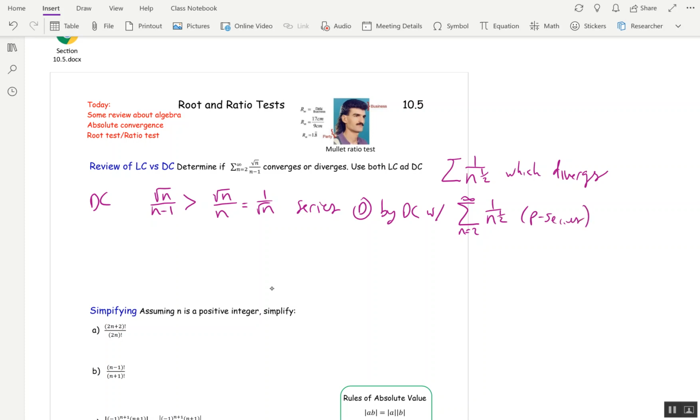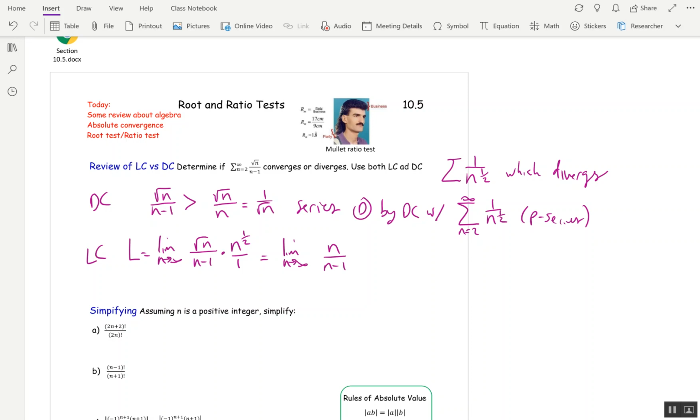All right, if we do limit comparison, we're going to come to the same conclusion, but we're going to do limit comparison with the series, again, 1 over n to the 1/2. So we take L, which is the limit as n goes to infinity of our terms, root n over n minus 1, times the reciprocal of the terms we're comparing it with, n to the 1/2 over 1. That's the limit as n goes to infinity of n over n minus 1.